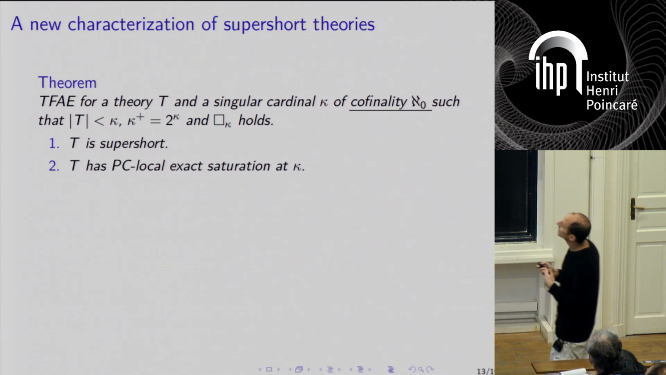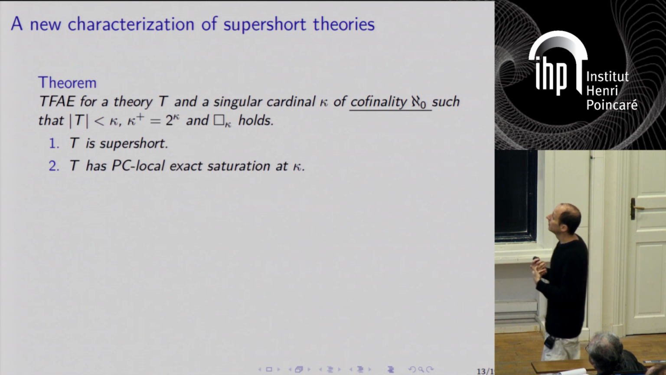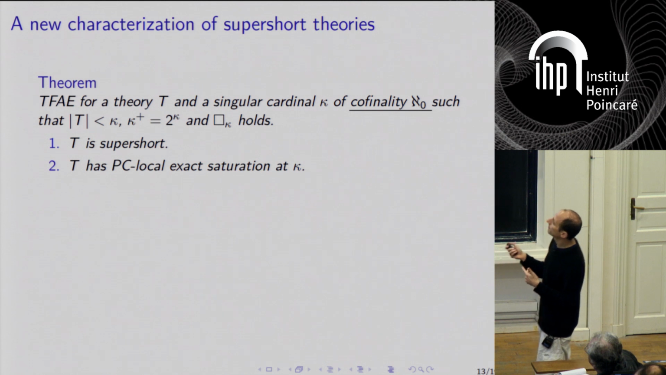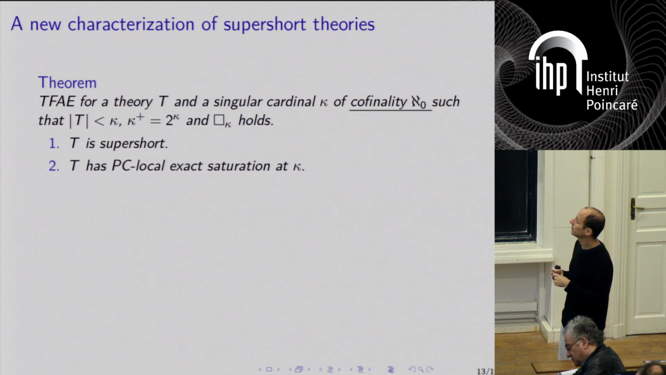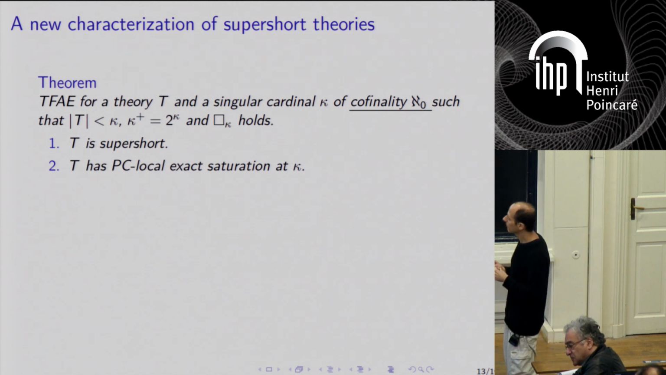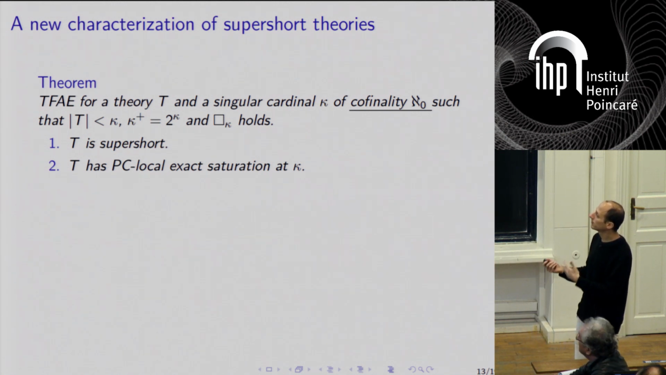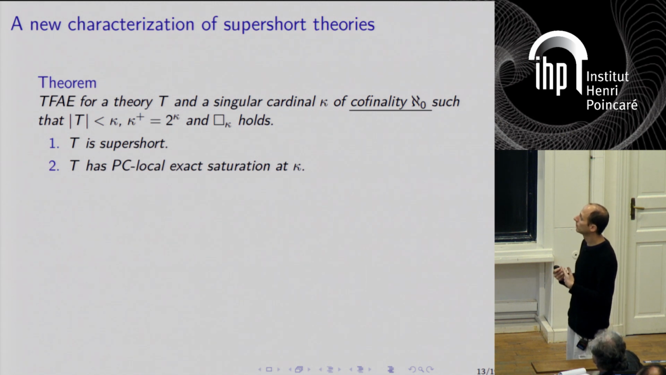Namely, suppose T is some theory, and kappa is some singular cardinal of cofinality Aleph0, such that all the set theoretic assumptions hold. Then the following are equivalent: T is super short, and T has PC local exact saturation at kappa. Okay, which means again that for every T1, you have a model of T1 which is kappa saturated, but not kappa plus saturated locally.